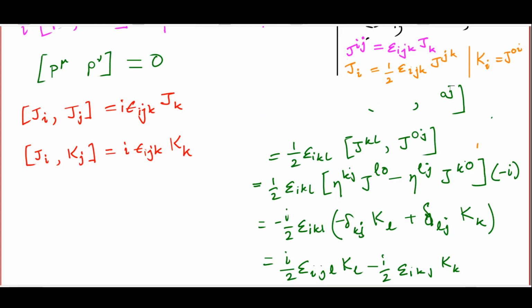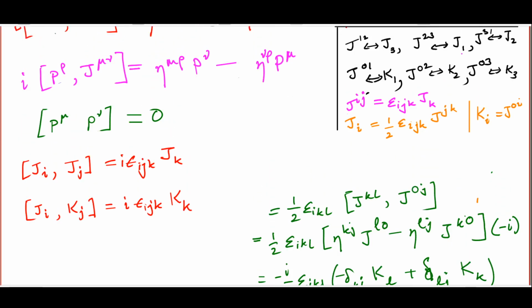So, this is verified. In exactly the same way, and using the commutation relations between P rho and J mu nu, you can establish this result, which I'm just writing down and leaving as an exercise for you. Ji's commutator with Pj is I epsilon ijk pk.